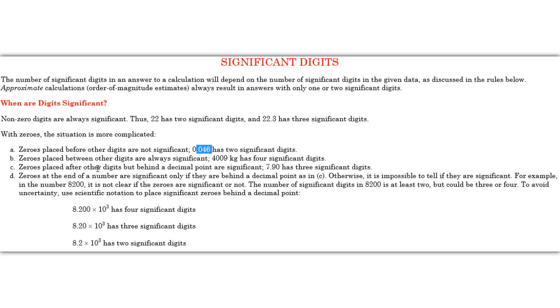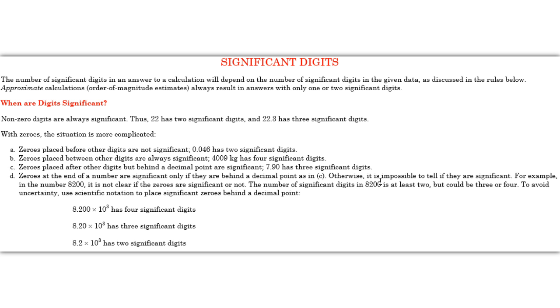So count them. Zeros placed after other digits but behind the decimal point are significant. So if you look at this zero here, it's after the decimal point and it's behind other digits. So this one has three. So if you could run down the hallway in 7.90 seconds, think of a race at the Olympics. Someone may run 7.90, someone may run 7.91. Well, the digit after is going to be important. Zeros at the end of a number are significant only if they are behind the decimal point. So that's what we just said here in C, right there.